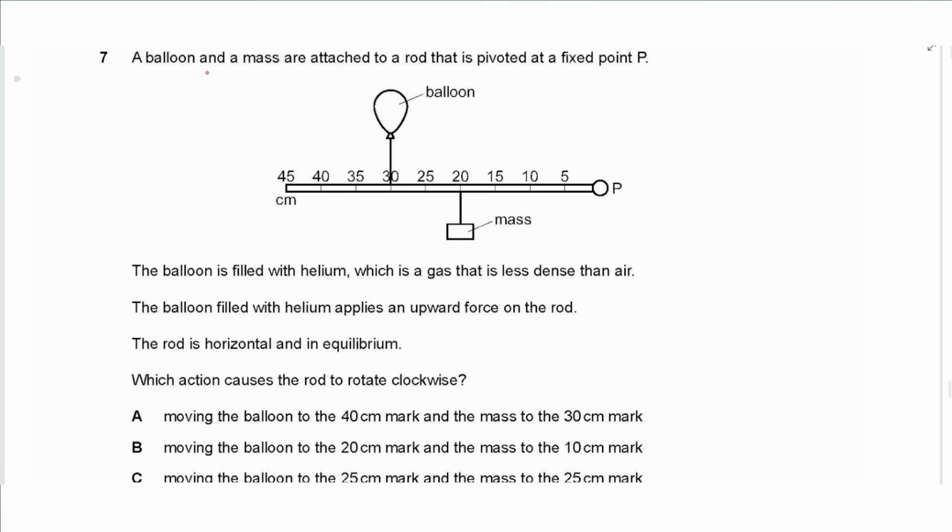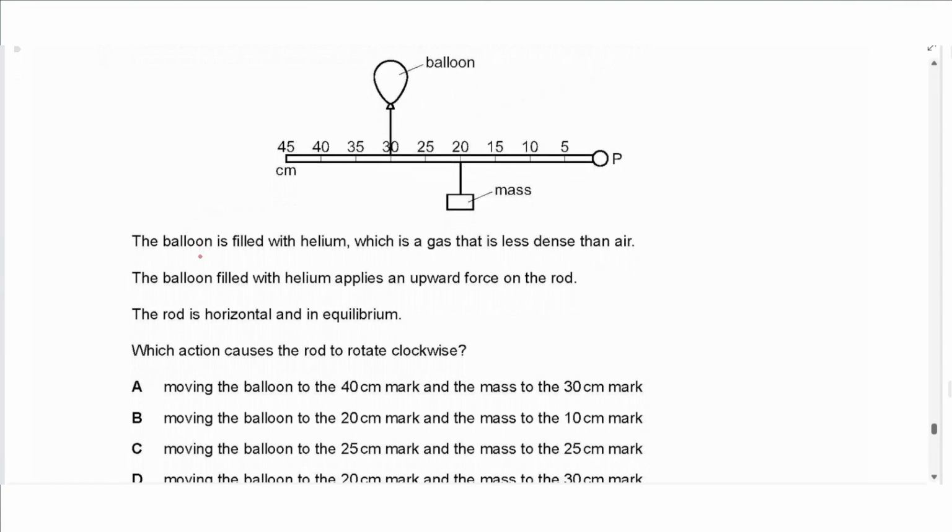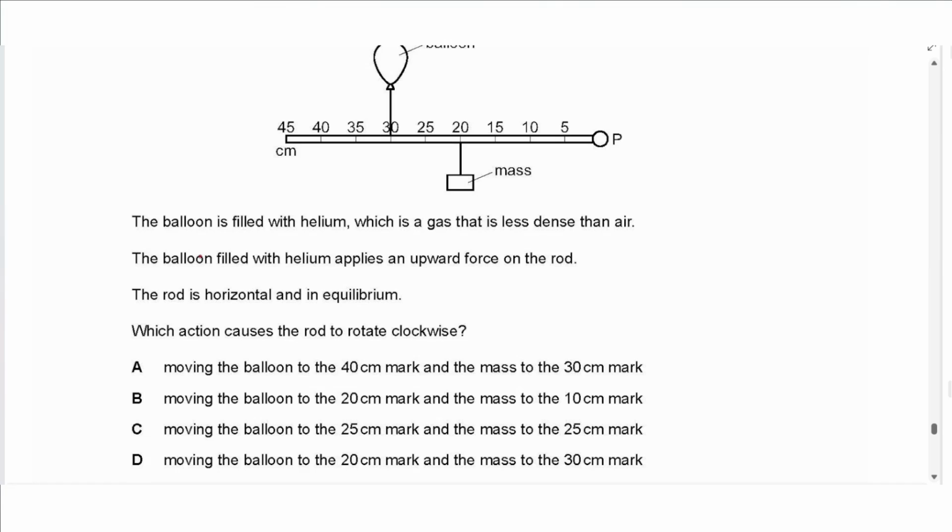Question 7 says a balloon and a mass are attached to a rod that is pivoted at a fixed point P. The balloon is filled with helium, which is a gas that is less dense than air, so it pulls the rod upwards. The balloon filled with helium applies an upward force on the rod. The rod is horizontal and in equilibrium. Which action causes the rod to rotate clockwise?